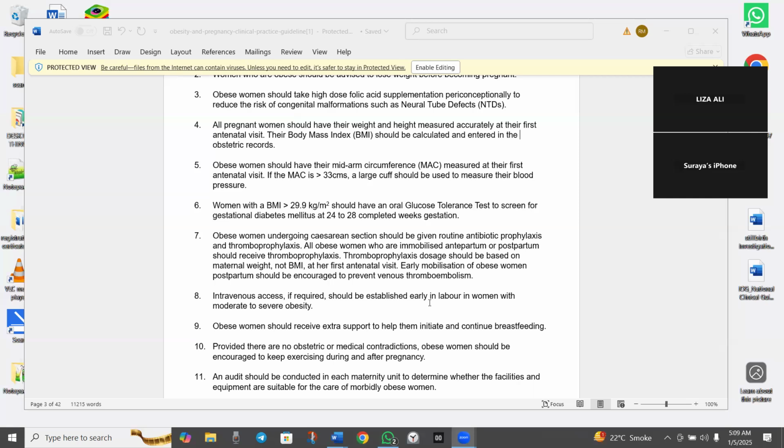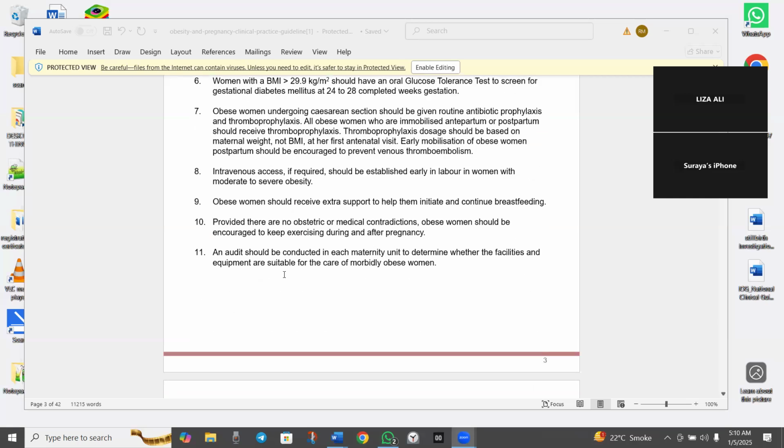And then another important thing: if she doesn't have a medical or obstetrical contraindication, she can do exercise in pregnancy and after pregnancy. Only 10-15 minute exercises, and mostly the exercise they recommend is walking. That's the best one. These are the 10 most important points on obesity in pregnancy. You have to remember.